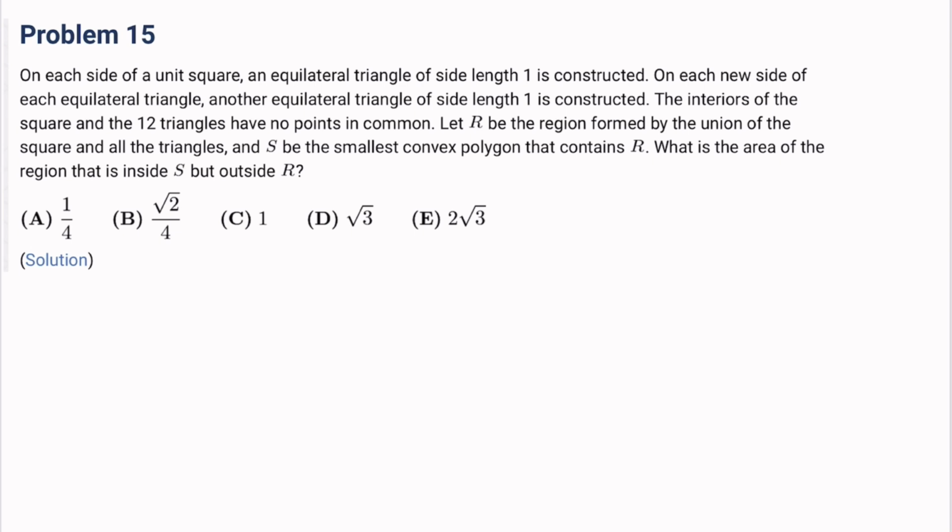Number 15. On each side of a unit square, an equilateral triangle of side length 1 is constructed. On each new side of each equilateral triangle, another equilateral triangle of side length 1 is constructed. The interiors of the square and the 12 triangles have no points in common. Let R be the region formed by the union of the square and all the triangles, and S be the smallest convex polygon that contains R. What is the area of the region that is inside S but outside R?